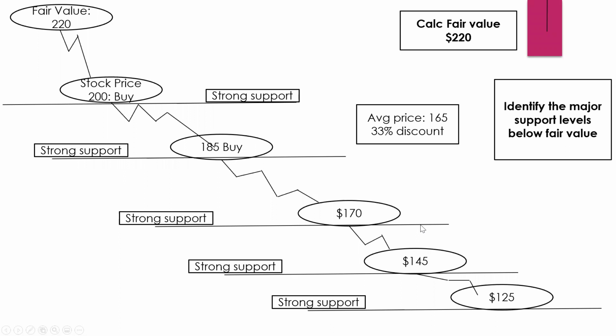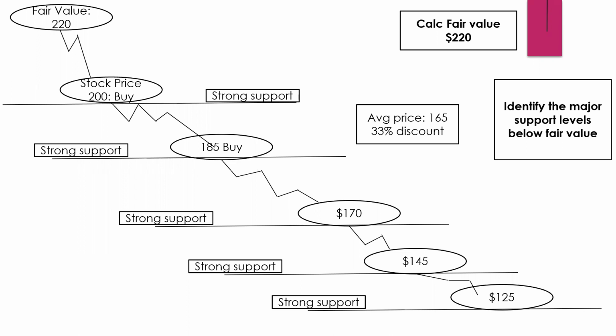Now look, even though the stock price went to 125, what is the average price? Even if you buy like this, the average price is 165. And what is the fair value? 220. Even though the stock could go lower today because of some economic issues or situations, when you are buying great companies, don't worry.